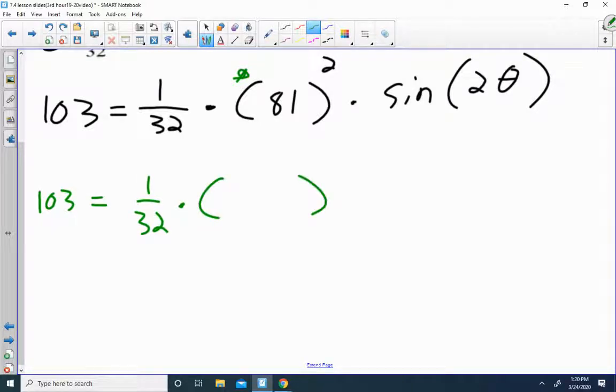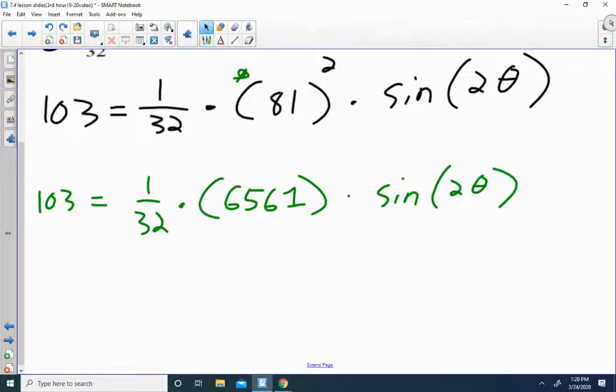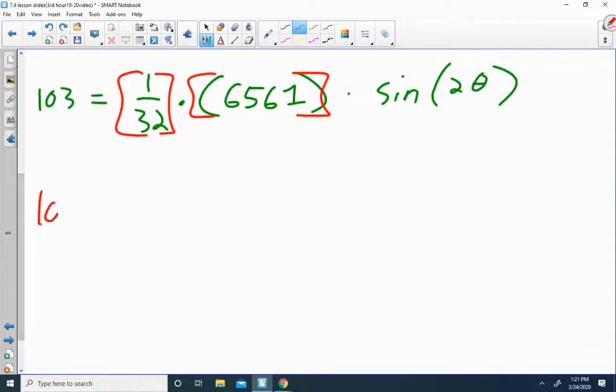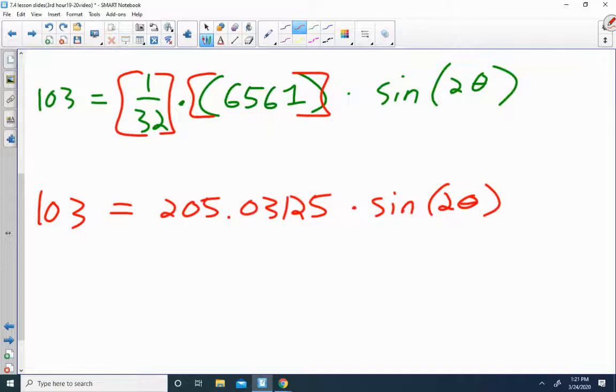81 squared, according to our calculators, is going to give you 6561. And that's going to be still multiplied by sine of 2 theta. Simplify some more. Let's go ahead and take this number, and we're going to multiply it by 1 over 32. When you do that, you should get 205.03125. And that's going to be equal to sine of 2 theta.